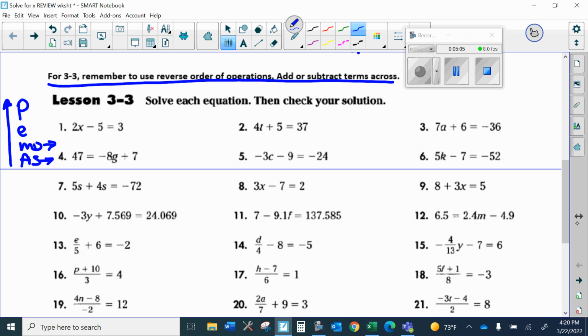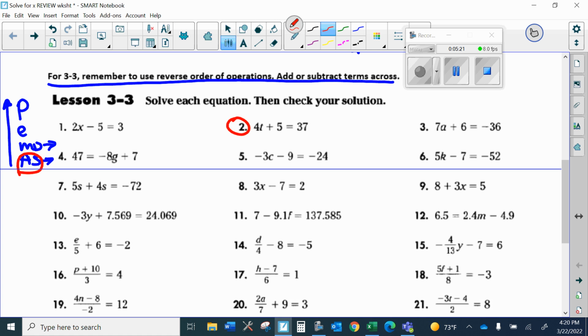Okay, notice I even said add or subtract terms across. If I'm taking an entire term, I'm adding or subtracting it. That's always my first step. Whenever you're adding or subtracting, you're moving entire terms across. Remember, terms are separated by plus or minus signs.